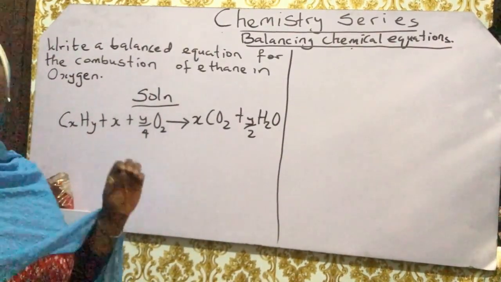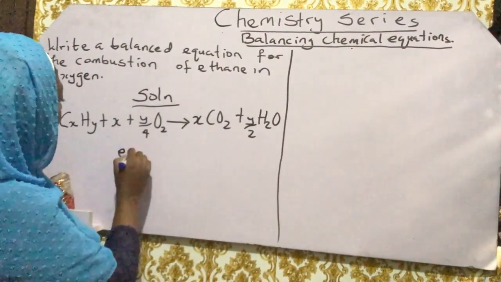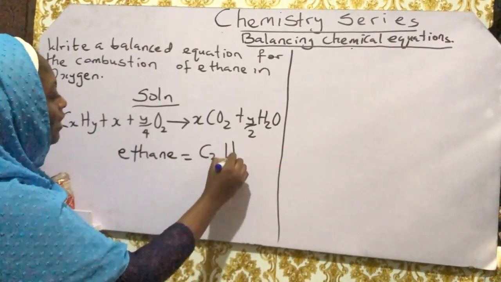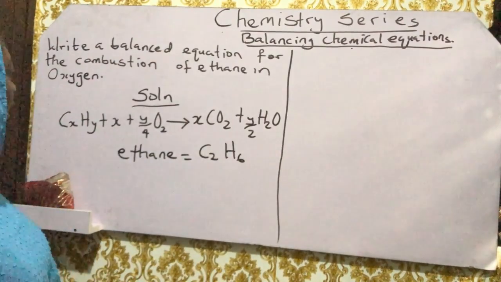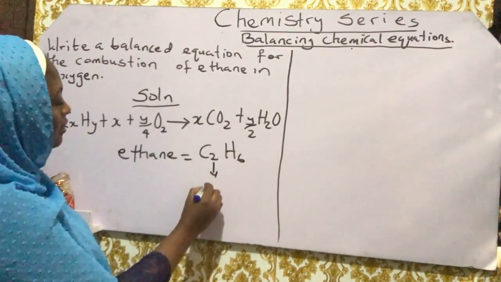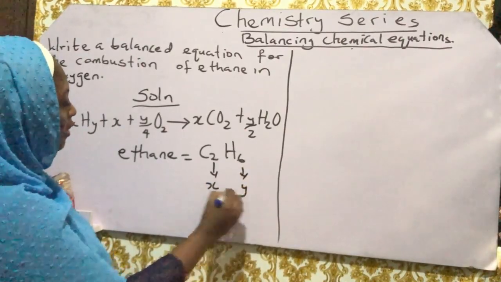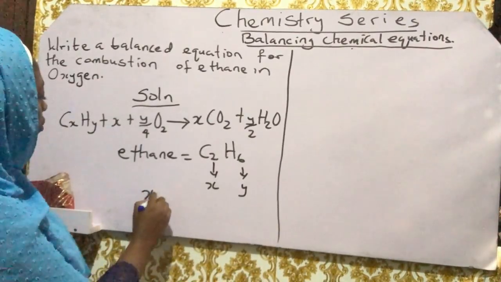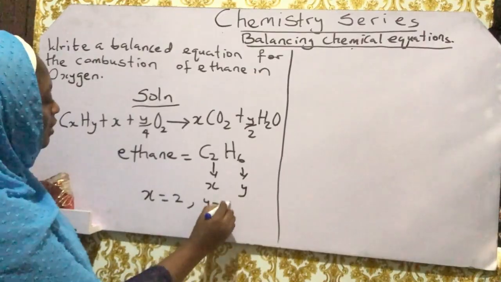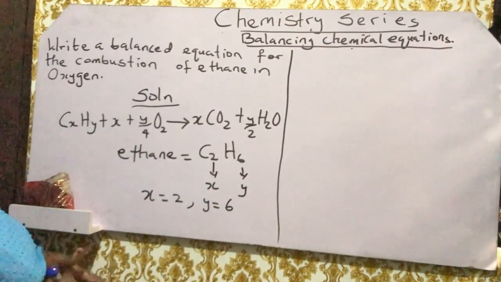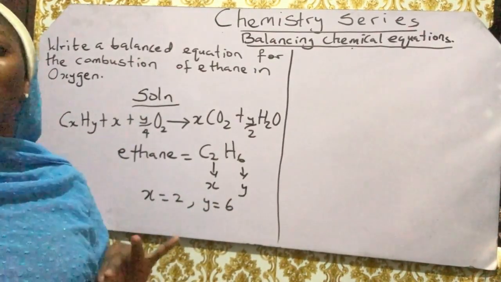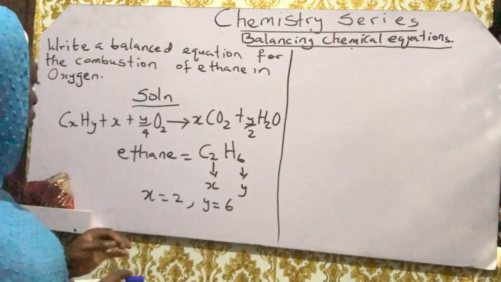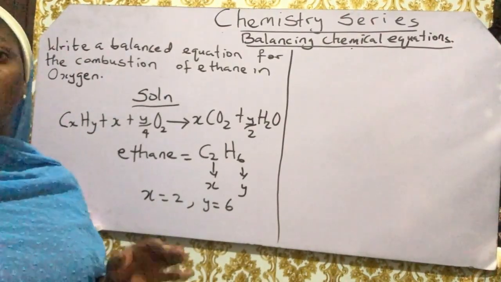Now, ethane is C2H6. So, meaning this is x and this is y. So now let's start. x equals 2, y equals 6. In this equation, we are going to substitute the value of x and y. Anywhere you have x, replace with 2, and where you have y, you replace with 6.